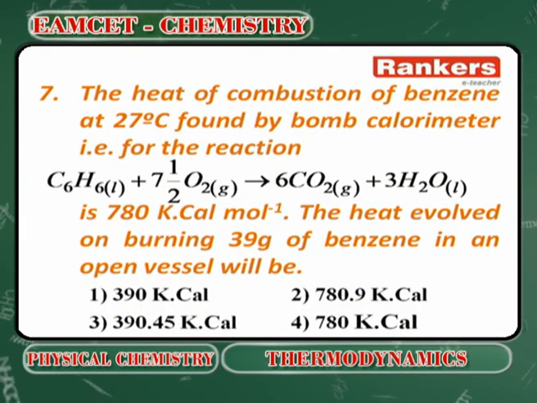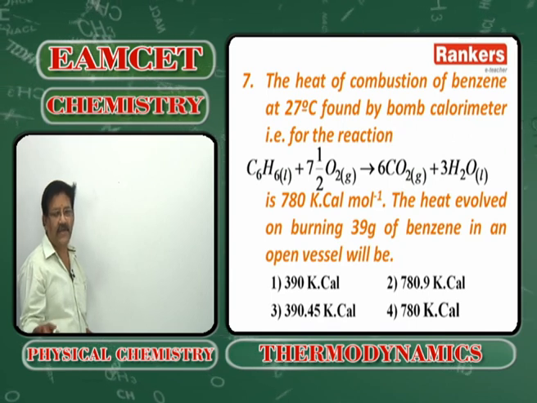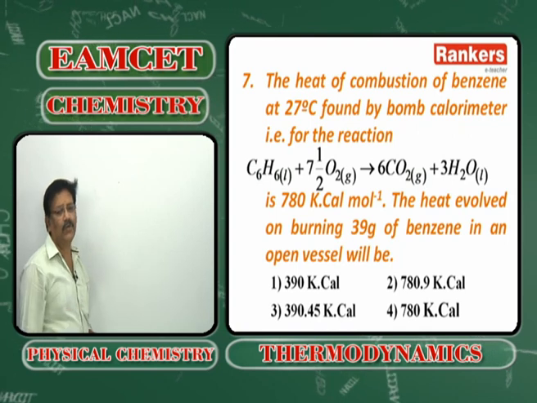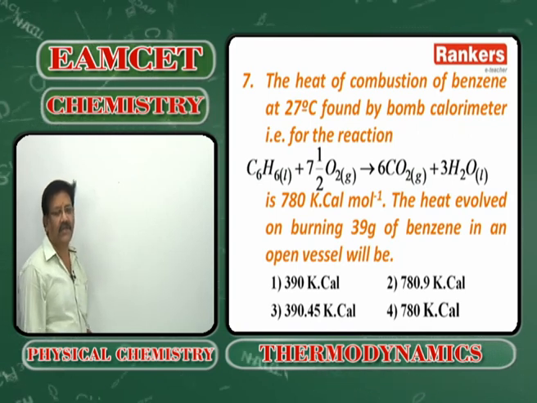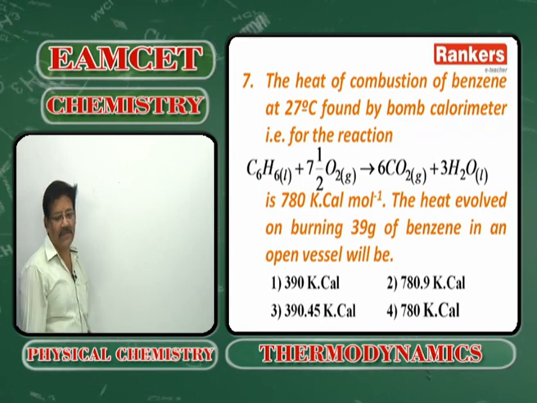The heat of combustion of benzene at 27 degrees centigrade is found by bomb calorimeter for the reaction. Find the heat evolved on burning 39 grams of benzene in an open vessel. The first reaction pertains to the process carried out at constant volume, because in a bomb calorimeter the vessel will be closed. So the first delta H, 780 kilocalories, corresponds to the delta E value, because volume is kept constant.